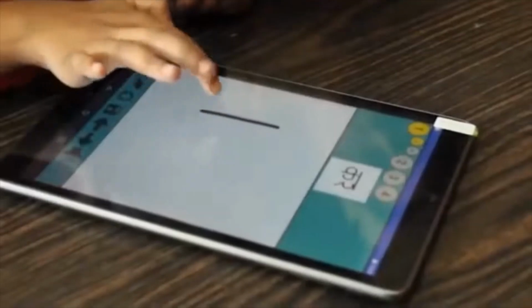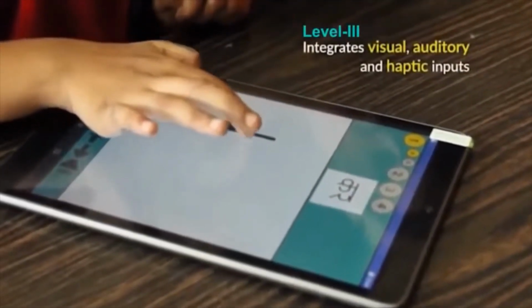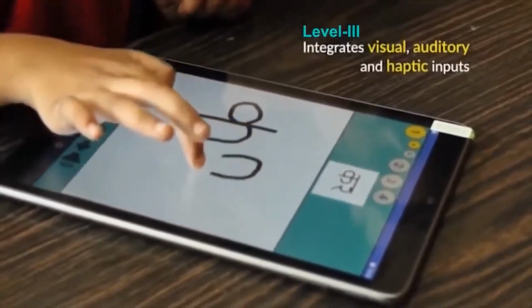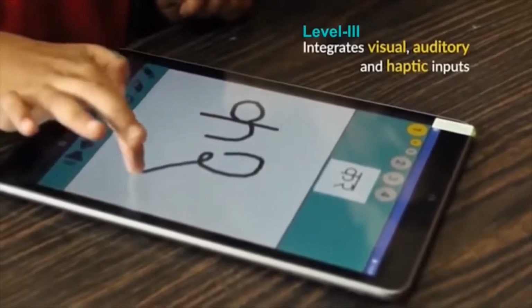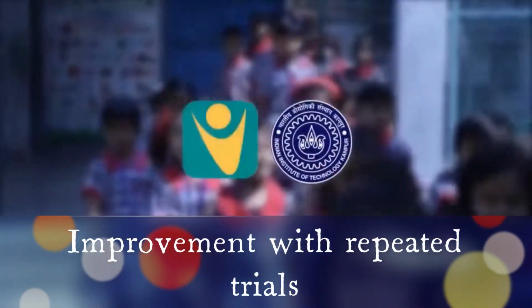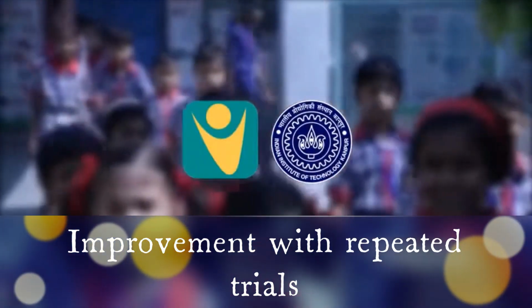And at the third level, the child has to again use his or her finger to write a word which is given on the top of the screen. So it has a 2-letter word, a 3-letter word, a 4-letter word, a 5-letter word, without matra, with matra. Gradually you realize that 120 words are there, each with an increasing level of difficulty. And we find that after 15 repeated trials, the children who participated in our study really improved.